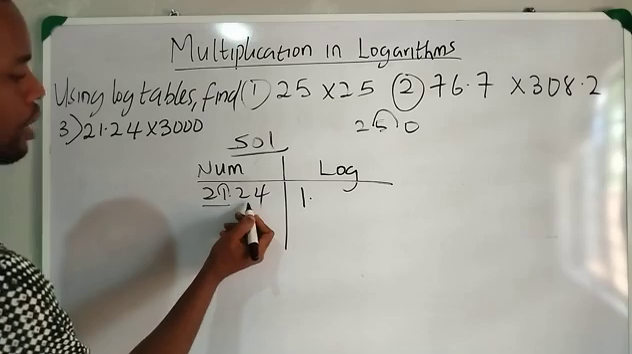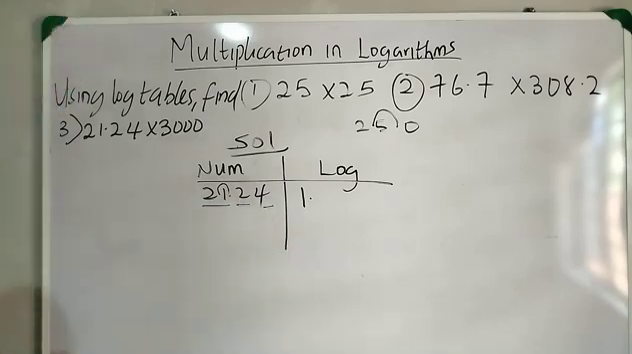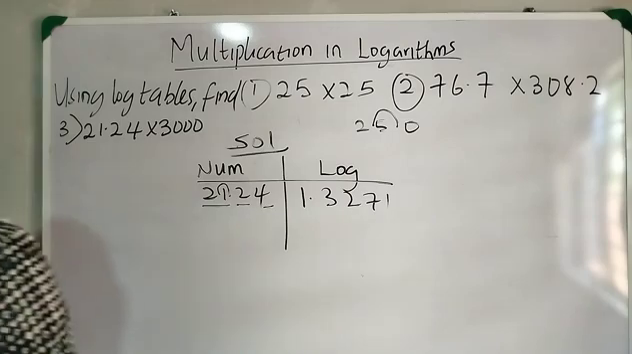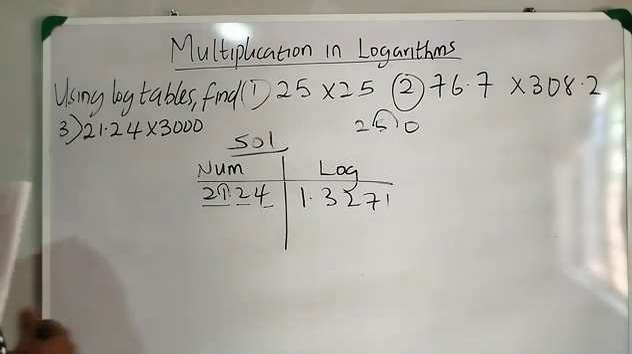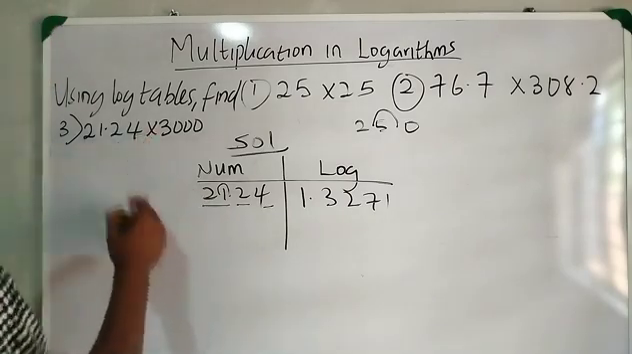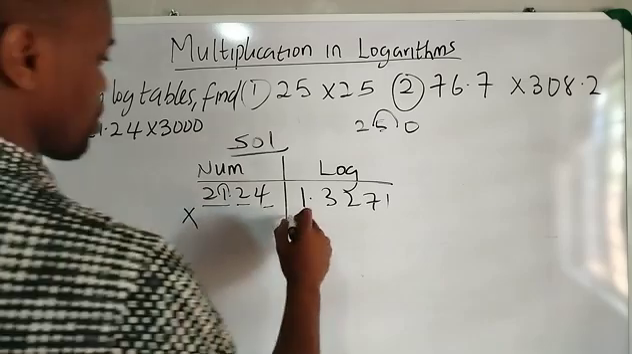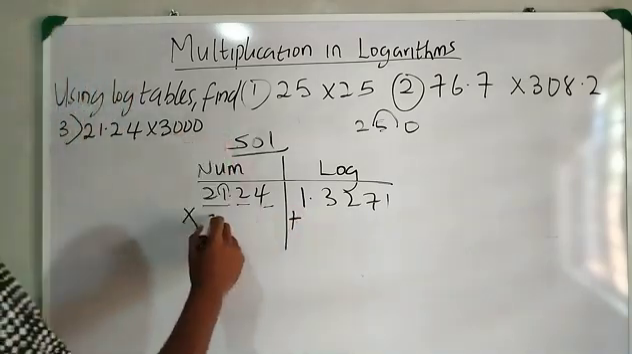21 under 2 difference 4. So when you look for 21 under 2 difference 4, you're going to have 3271. Alright? And then, times, because we are done with the first number, we found the logarithm. Times means what? Plus. 3000.